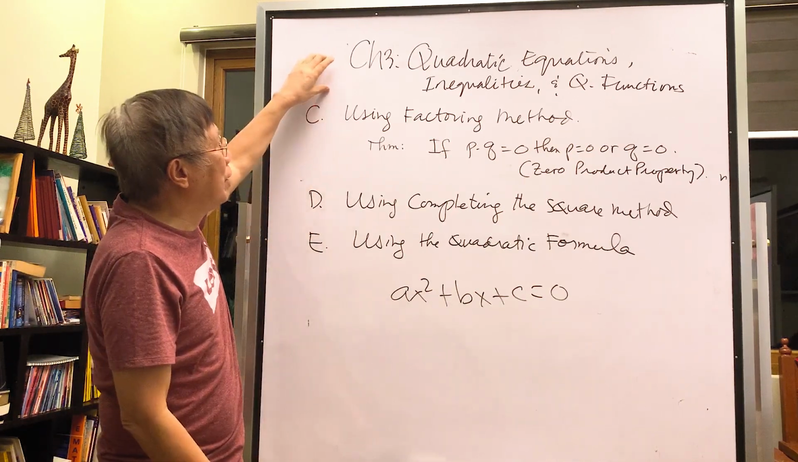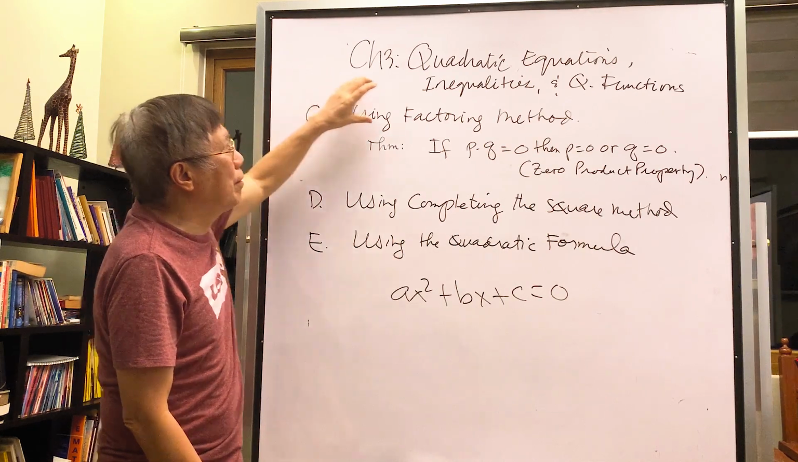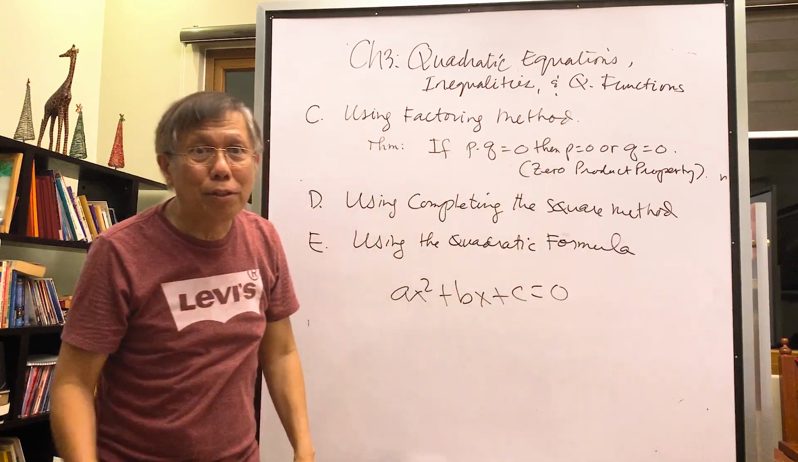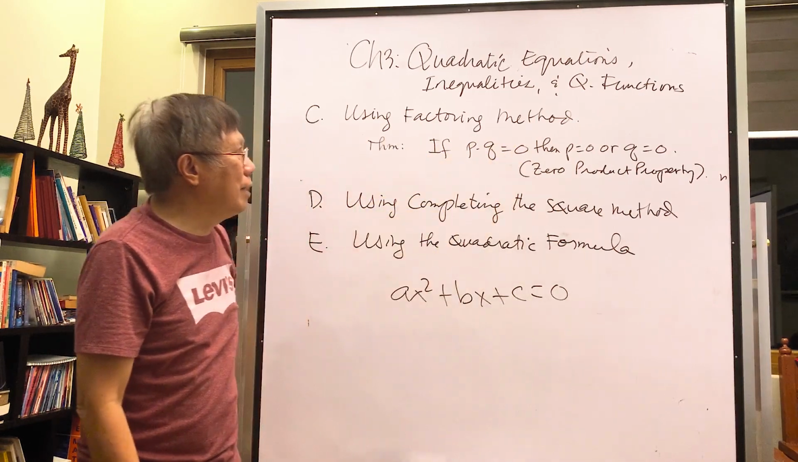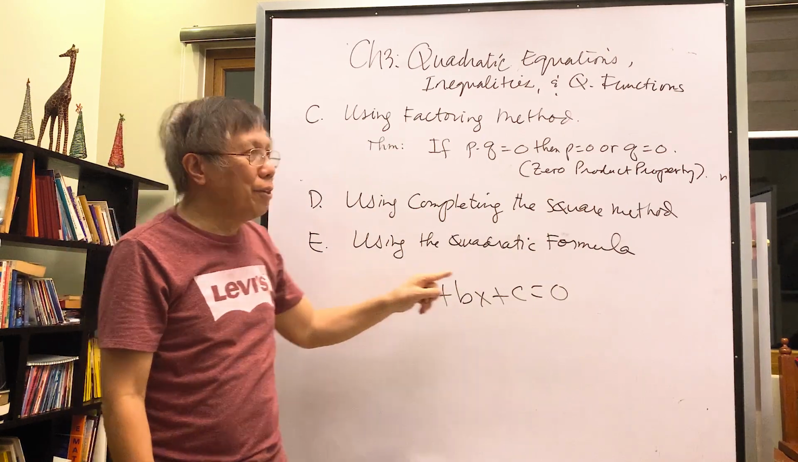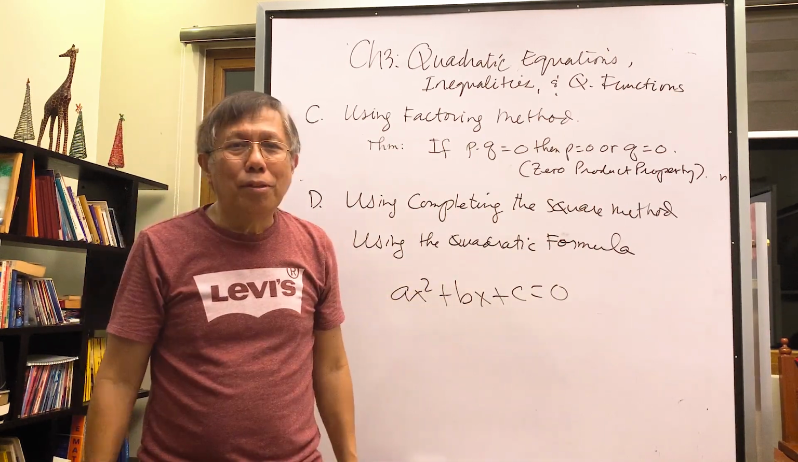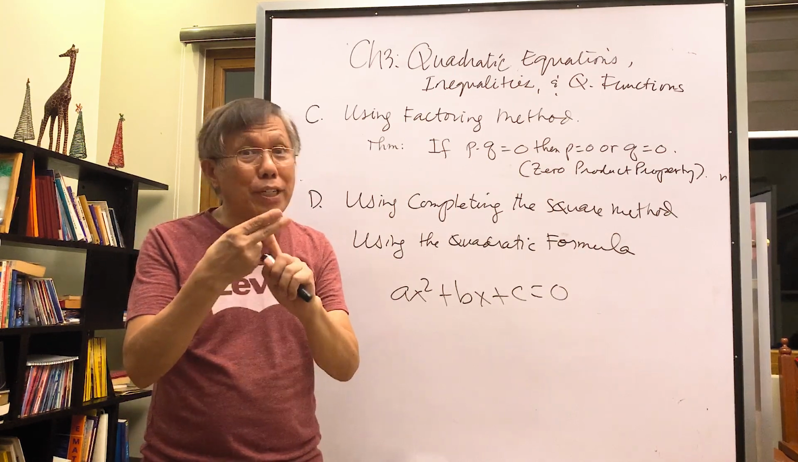So the first method is using the square root property. Second method is using the definition of absolute value. Third method is using the factoring method. Fourth, using completing the square. And fifth, using the quadratic formula. For the next lesson that we will have, we will be using the first two methods to solve quadratic equations.